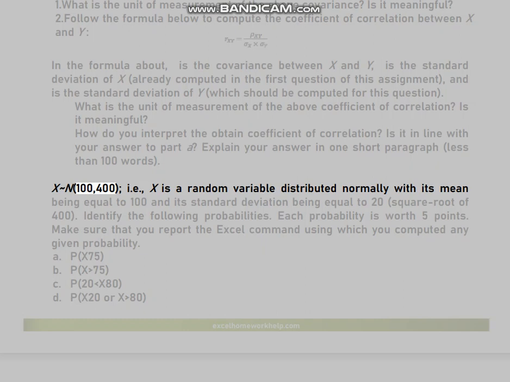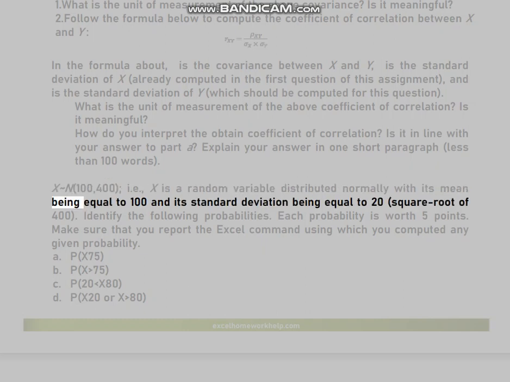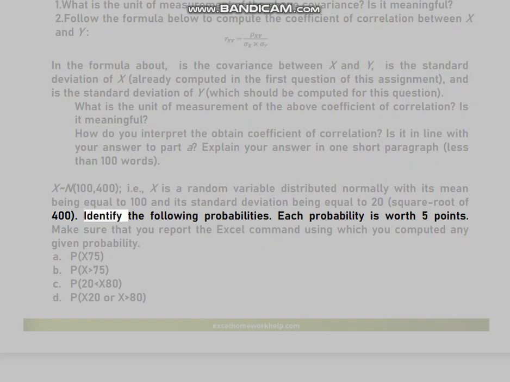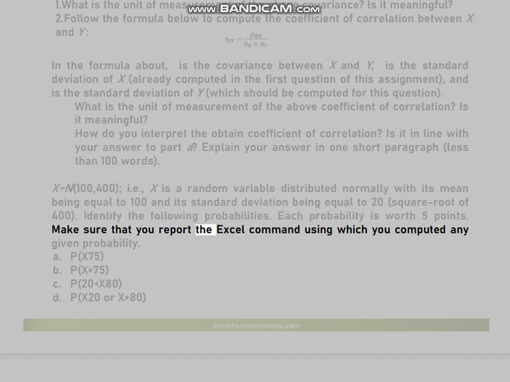X is a random variable distributed normally with its mean being equal to 100 and its standard deviation being equal to 20, the square root of 400. Identify the following probabilities. Each probability is worth 5 points. Make sure that you report the Excel command using which you computed any given probability. A. P(X less than 75), B. P(X greater than 75), C. P(20 less than X less than 80), D. P(X less than 20 or X greater than 80).